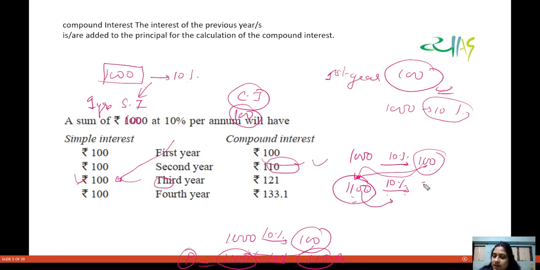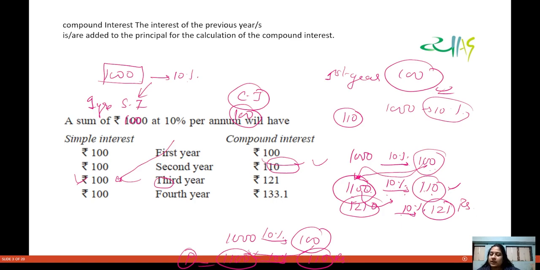Now what is the 10% of this? Now this will become 110. So now your amount becomes how much? We will add 10% of this, so this will become 110. For the second year, how much will you get? 110 rupees. Fine. And now for the next year, what will be your initial sum? 1210. Add this interest to this value, and then we will have a 10% interest rate on this. So we will get how much? 121 rupees.